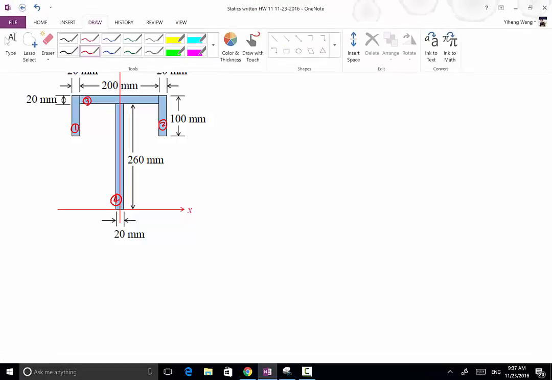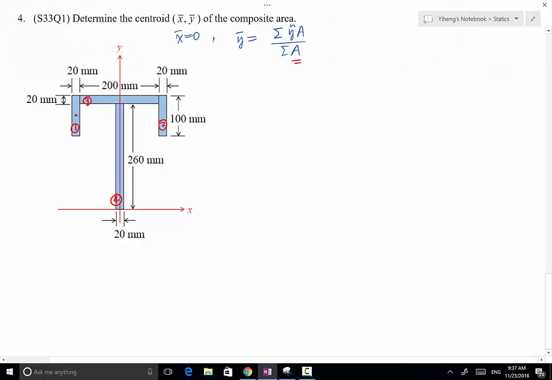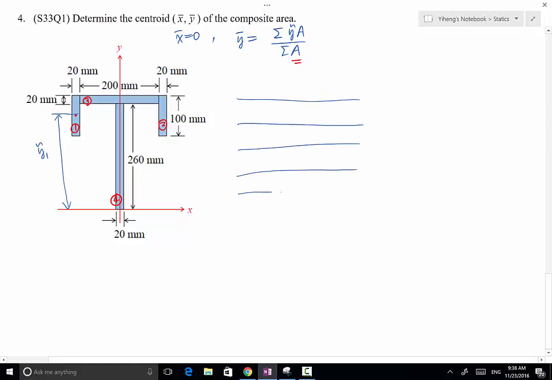Which means that for area number 1, its own centroid is here at the geometric center of this rectangle, and this much is the y tilde 1. So we need to determine the y tilde for each of the component areas and then do the calculation to determine y bar for the entire composite area. For this type of problem, it's easier to set up a table because we have 4 component areas. So we're going to have area number 1, 2, 3, 4 right here.